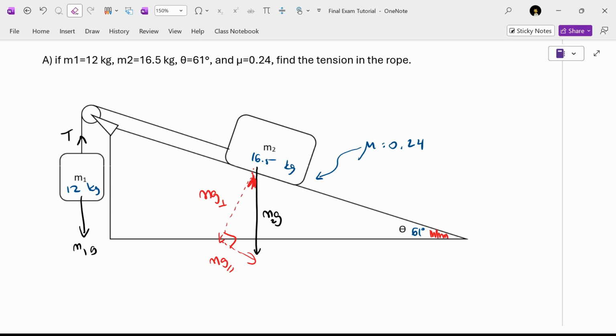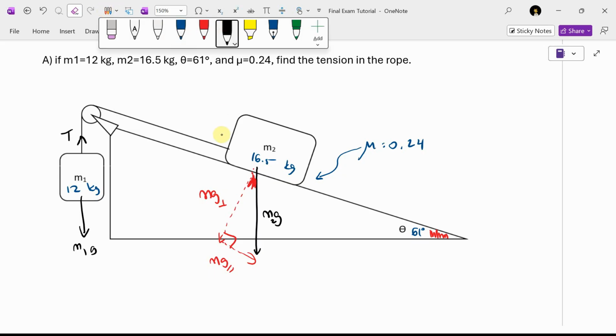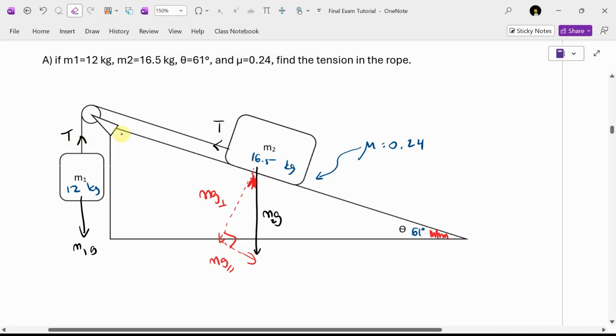What else? Arnica, there's a rope. So what do we call the force from a rope? So I know I'm also going to have tension pulling this way. That's a consequence of Newton's forces come in pairs. And then there's a coefficient of friction. So there's going to be friction.